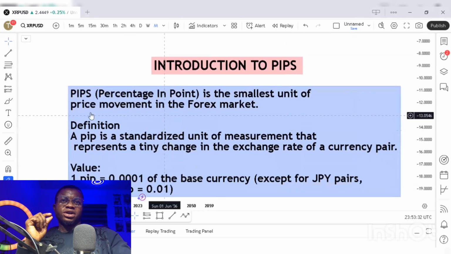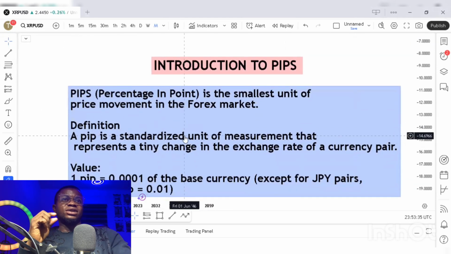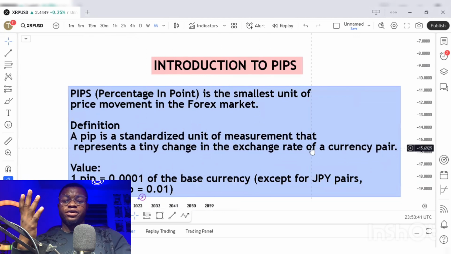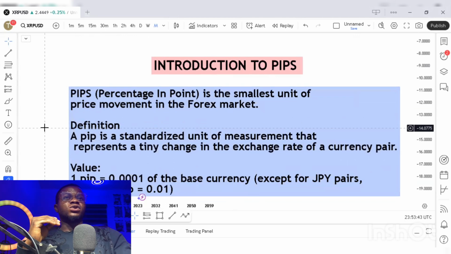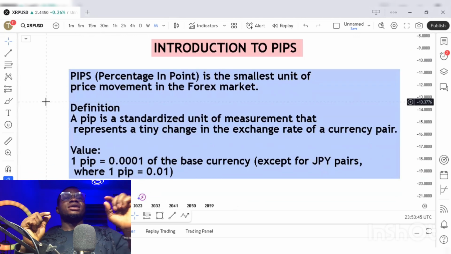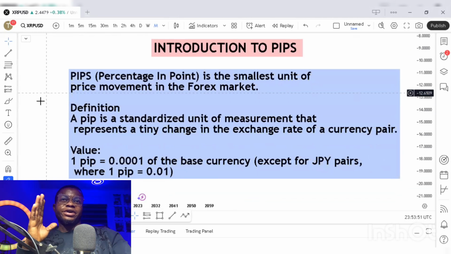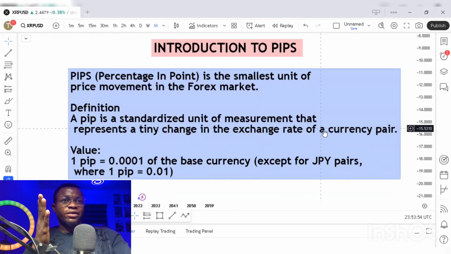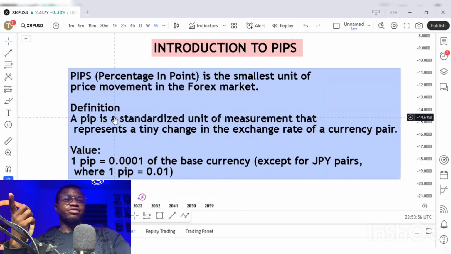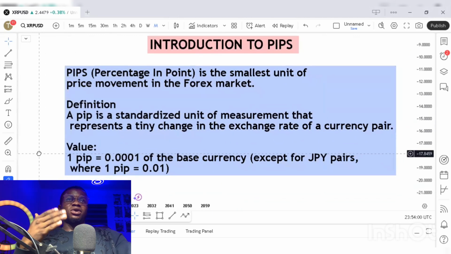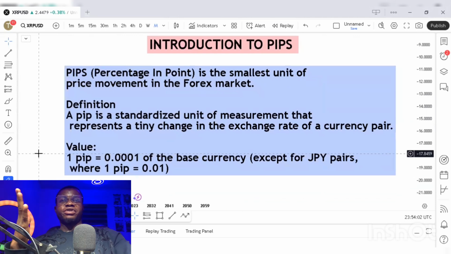So in definition, a pip is a standard unit of measurement that represents a tiny change in the exchange rate of a currency pair. So exactly what I just said. Any difference that has been made in the price in terms of buying or selling in the forex market in any currency pair is a pip move. So let's say the naira depreciates or appreciates, that's a pip move in the market.